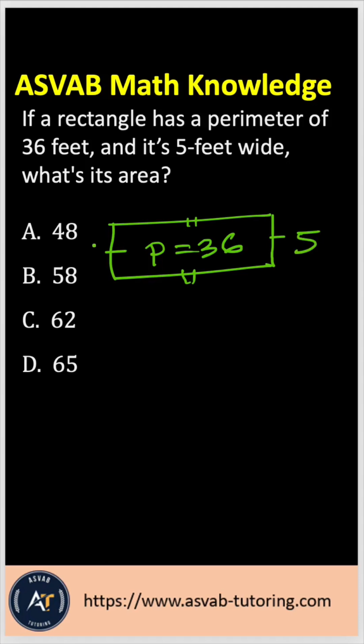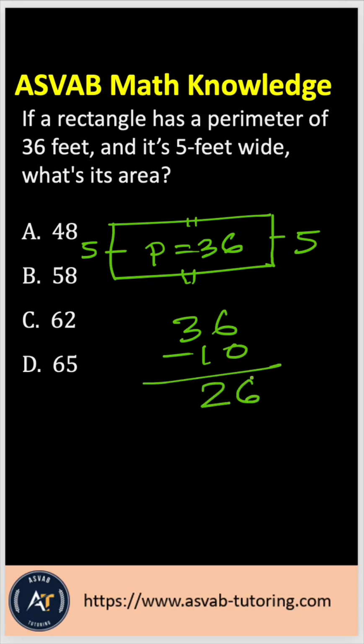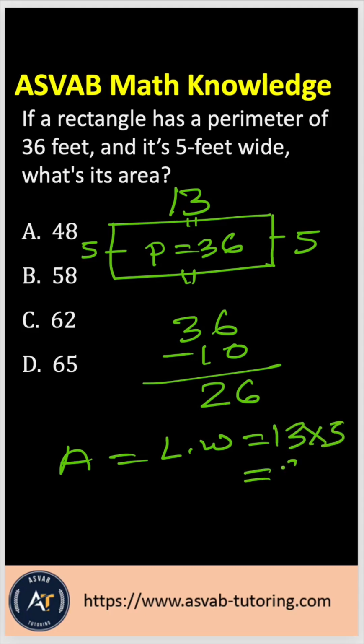So this side is 5, which means this side is also 5. So 5 plus 5 is 10. So 36 minus 10 gives you 26. Now if you divide it by 2, that will give you one of the unknown sides. So 26 divided by 2 is 13. Now you know the length and width. So the area equals length times width, equals 13 times 5, equals 65. So the area is 65. The correct answer is option D.